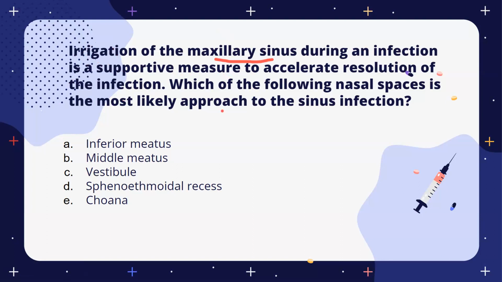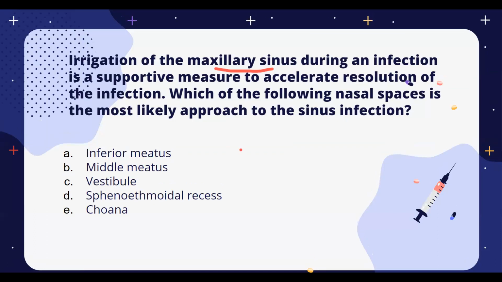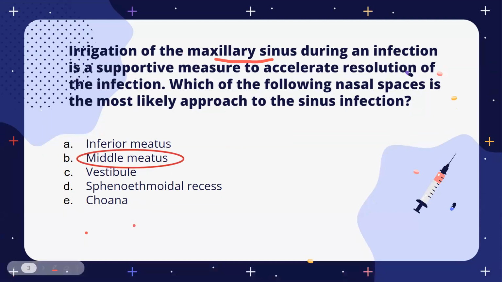What is the most likely approach to the sinus? So where do you think we can approach the maxillary sinus? Is it through the inferior meatus, the middle meatus, the vestibule, sphenoethmoidal recess, or the choanal? Let me open up your chats. Middle meatus, B. You are right. There we go. The answer is B, middle meatus.